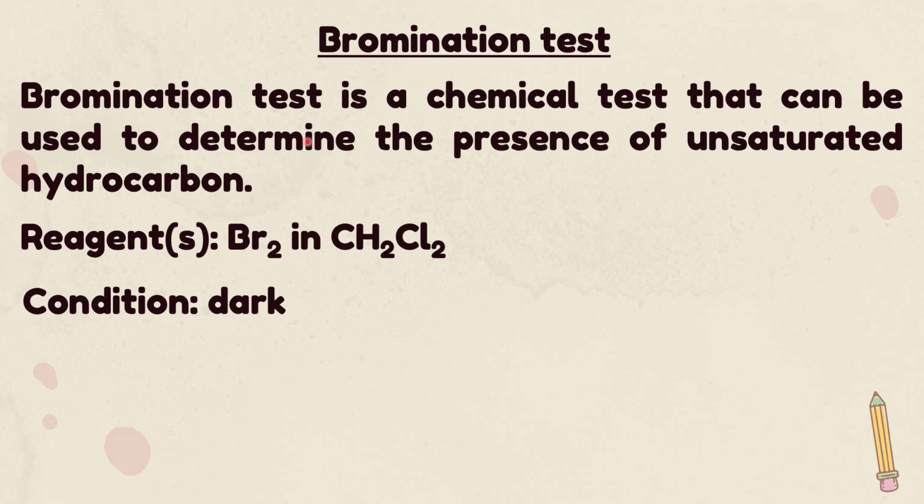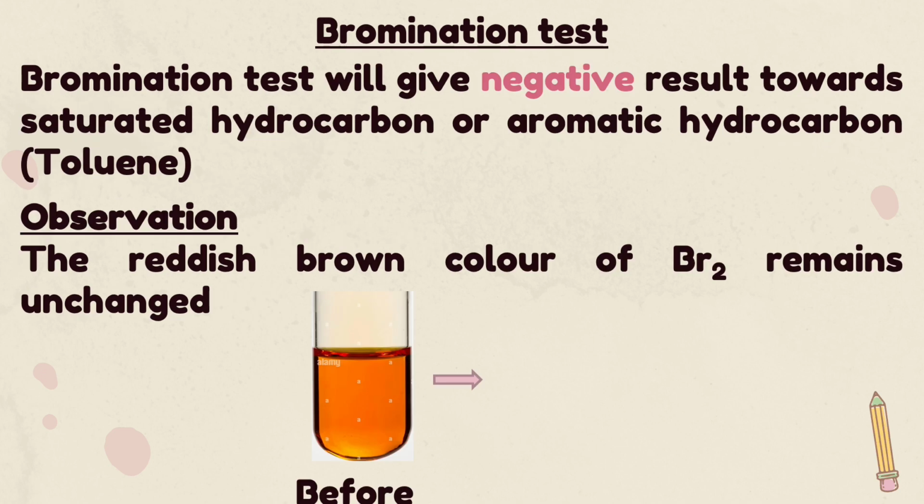Okay, so the reagent that we are going to use in bromination test is Br2 in CH2Cl2. Dan condition dia mesti dark. Sebab kalau kita buat dalam UV, alkane pun akan bagi reaction ataupun saturated hydrocarbon pun akan bagi reaction. So kalau dia bagi reaction, kita dah tak boleh nak differentiate. Okay, so bromination test ni, it will give a negative result towards saturated hydrocarbon. Okay, and also aromatic hydrocarbon.